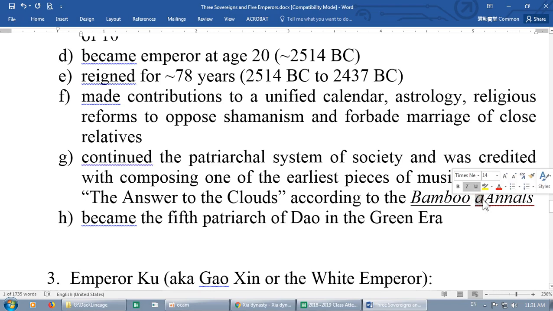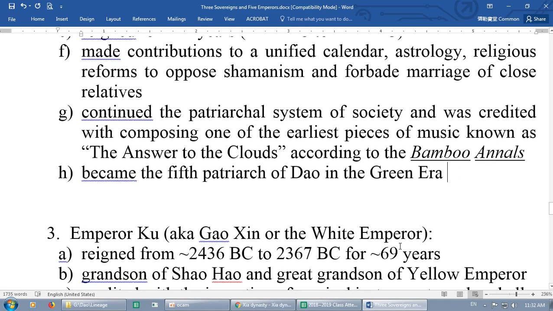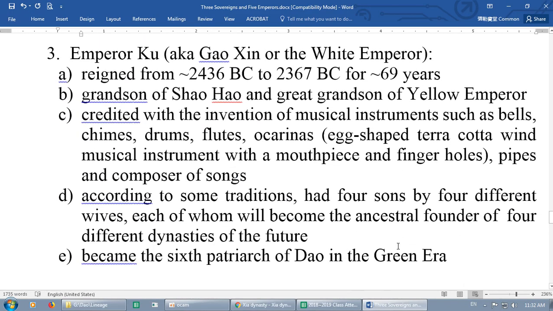Who knows, okay? This is all ancient history. And he became the 5th patriarch, okay? All right, the Tao in the green area. Now let's go to the next one.